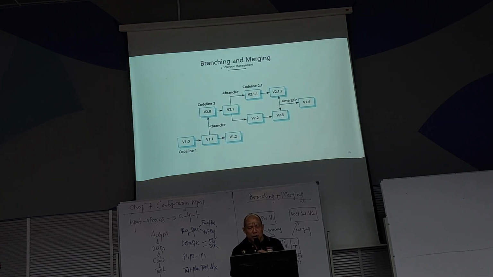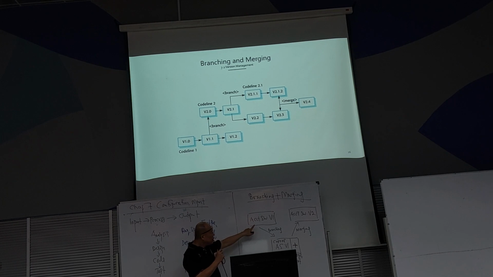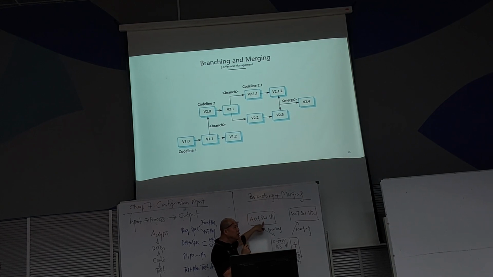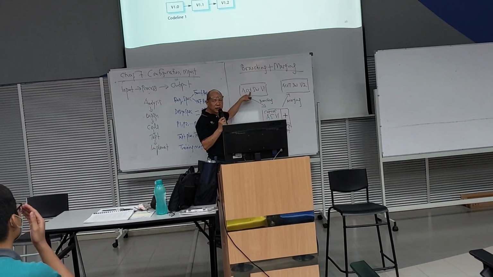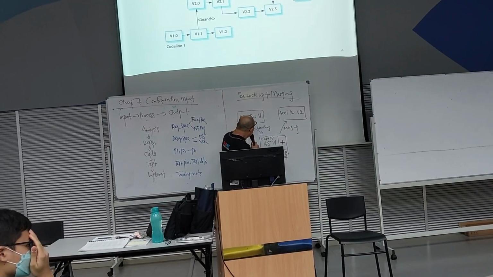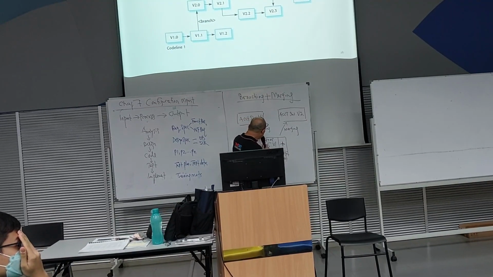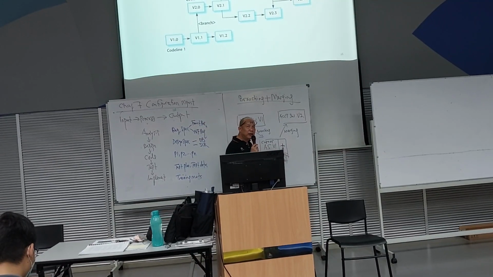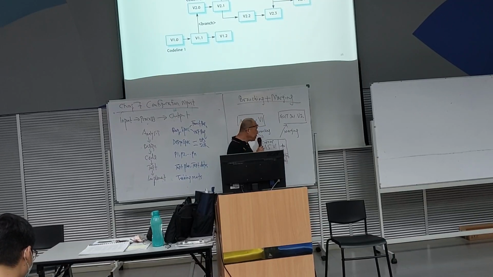Okay, so about branching and merging. We have accounting software version 1. This is a working version, completed and in use. Now we want to add features to the existing system. So when we want to add features, this is what we can do.